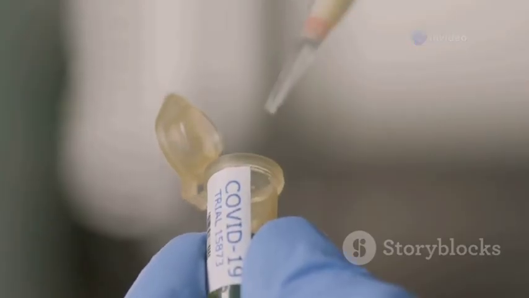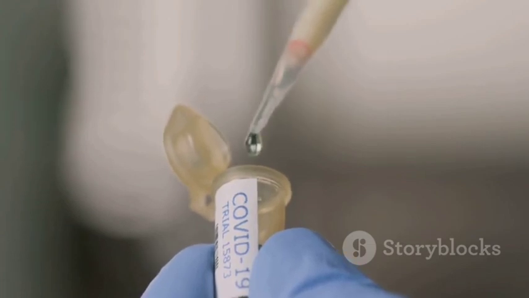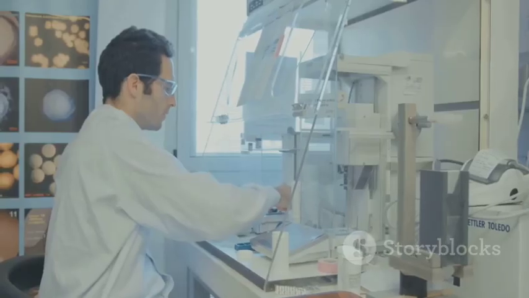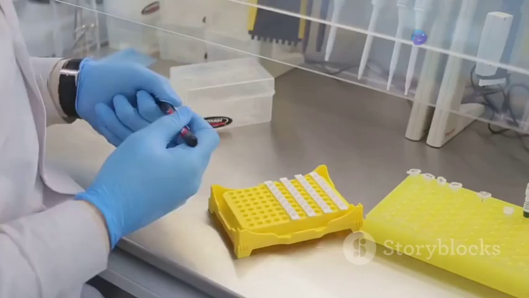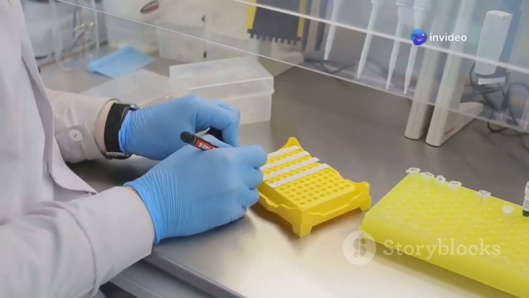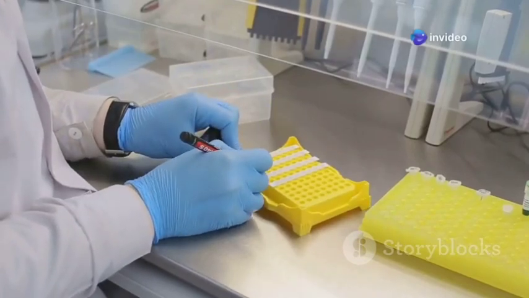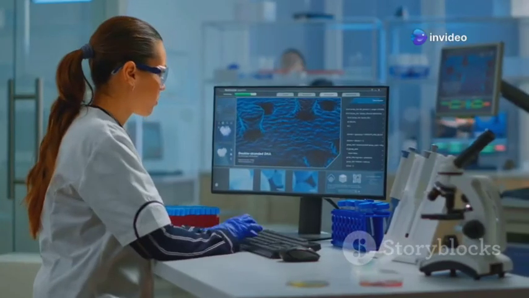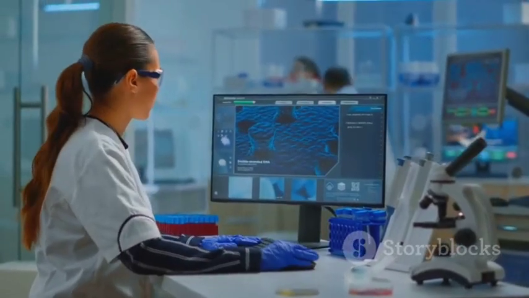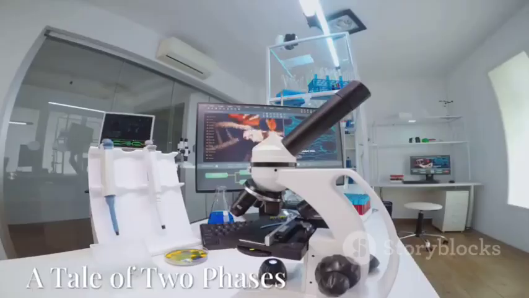Finally, we have NAT, which stands for Nucleic Acid Amplification Test. This test doesn't directly detect antibodies. Instead, it looks for the genetic material, DNA or RNA, of the virus itself. NAATs are highly accurate and can detect even very low levels of the virus.